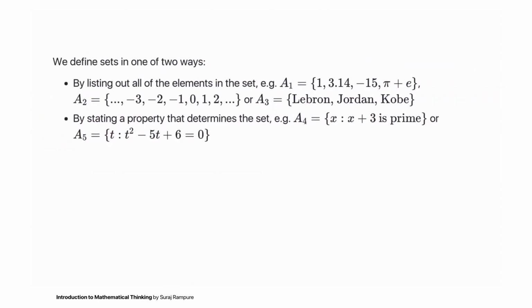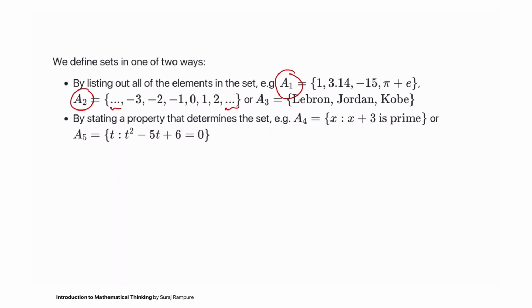So in terms of actually listing out or defining what elements are in a set, we can do this two ways. One is by listing out what all the elements in the set are. So for example, in A1, we have a collection of four numbers, 1, 3.14, negative 15, and pi plus e. In A2, we have the set of all integers, and with the dots on either side, we can sort of infer what the other numbers in the pattern are. And in A3, we have a collection of 3 basketball players.